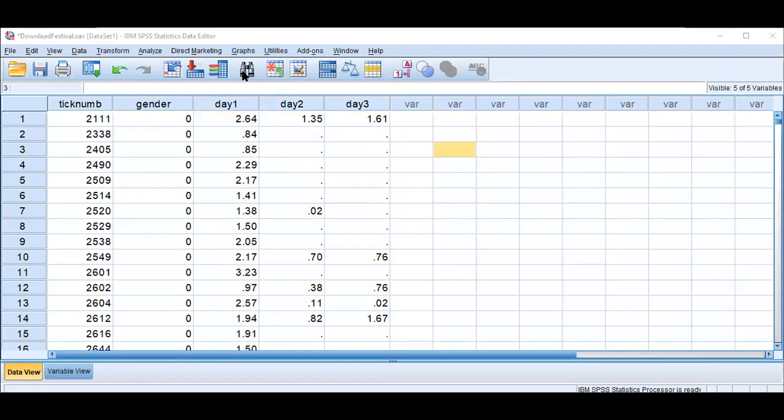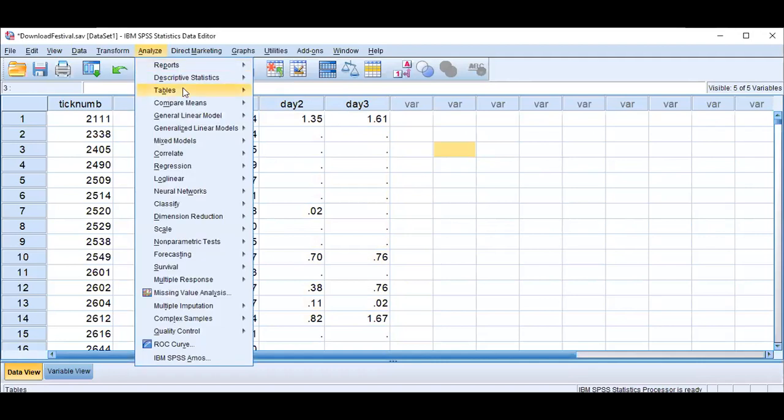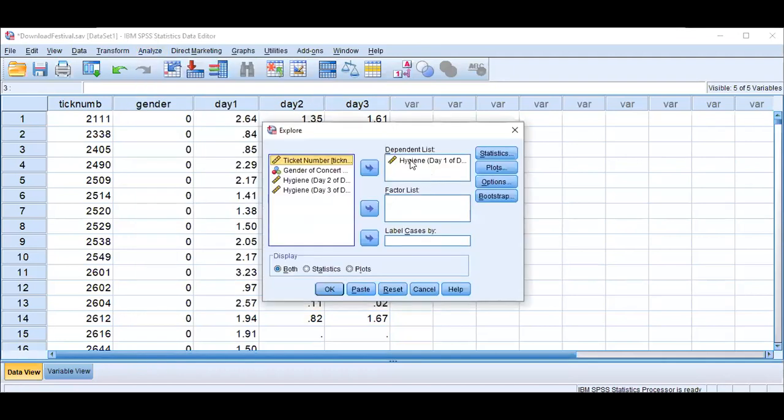Anyway, so I am finding the normality and homogeneity of the data. So how will I find the normality and homogeneity? First of all, I will select Analyze, and then Descriptive Statistics, and then Explore. Those are the steps for finding the normality and homogeneity. First, I am checking the normality of my data, so I will select all the three variables into the dependent list.